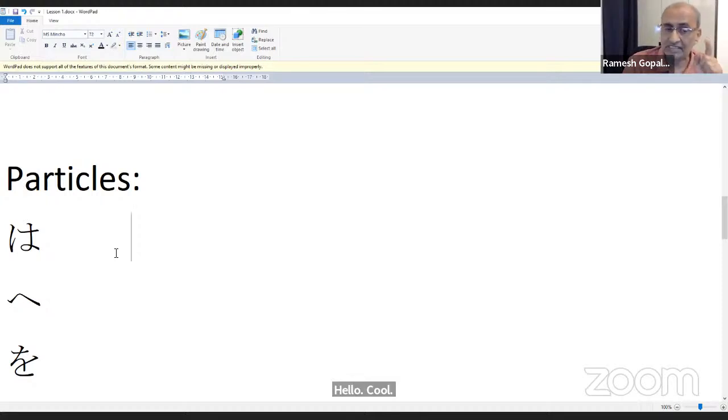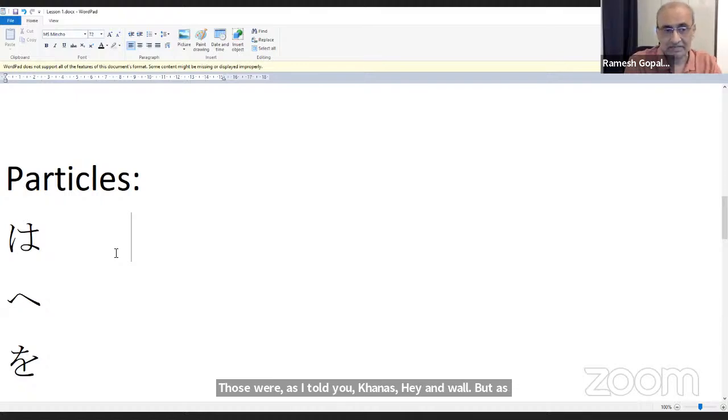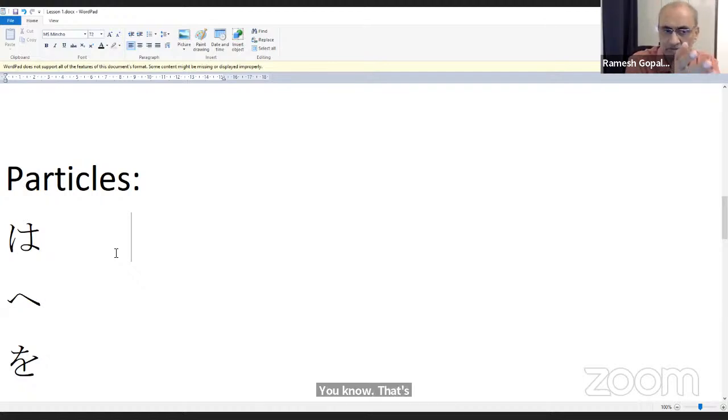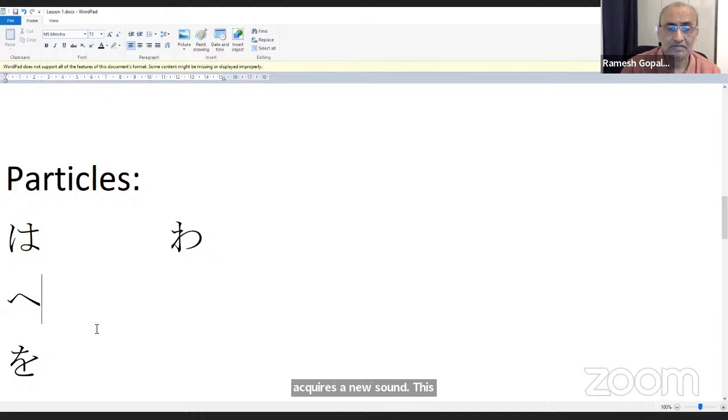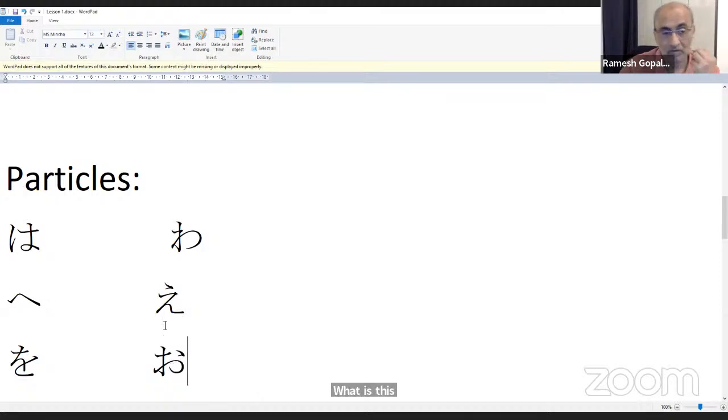Now look. Those were kanas. I told you kanas: ha, he, and wo. But as particles, these 3 particles, that's how you write. You use these 3 kanas to write 3 of these particles. And when they are used as particles, this takes a new sound. It acquires a new sound. What is this sound? Wa. What is this sound? E. What is this sound? O.